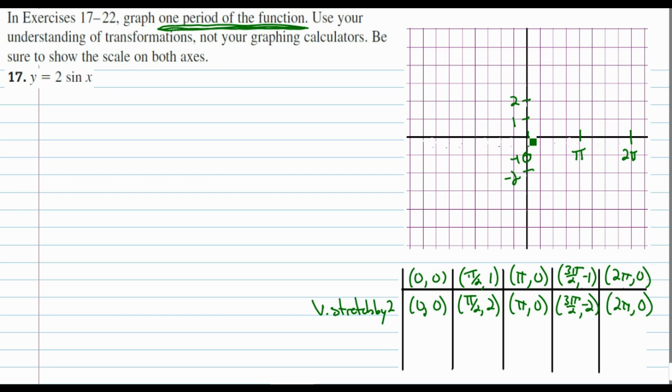So sticking to the 1 period, 0, 0, pi over 2, so halfway between 0 and pi, comma 2, pi, 0, 3 pi over 2, comma negative 2, and then 2 pi, 0. So again, make sure these are nice and curvy. If you get caught in drawing these nice and curvy, start with the maximum or minimum and go out from there. It helps curve it out a little bit better. Now that is exactly 1 period of the sine curve.